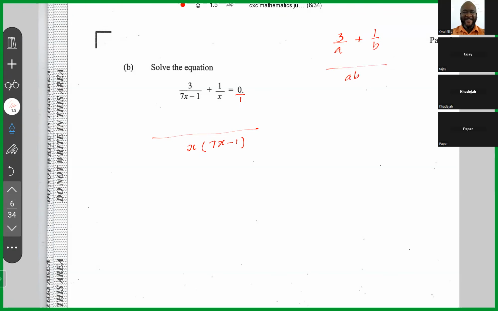The case that we are working on is similar to that one I just typed. It's similar, but instead of a and b for the denominators, what I have is 7x minus 1, which is a difference. And whenever you're multiplying a difference, you always put it in brackets. So our LCM is x multiplied by 7x minus 1. That is our LCM.